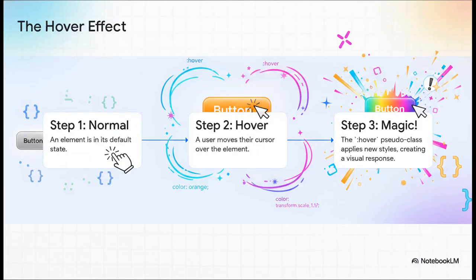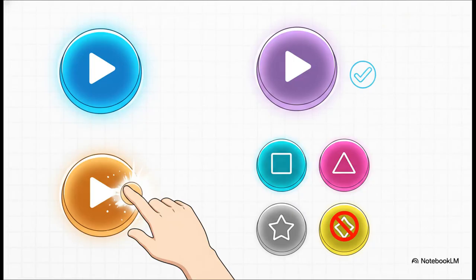And the magic here is actually so simple. You've got a button just sitting there in its normal state. But the moment a user moves their mouse over it, poof, the hover pseudo-class kicks in and suddenly you can make that button change color, get bigger, wiggle, pretty much anything you can imagine. It's instant feedback. And hover is just the tip of the iceberg. With link and visited, you can show users which links they've already clicked on.